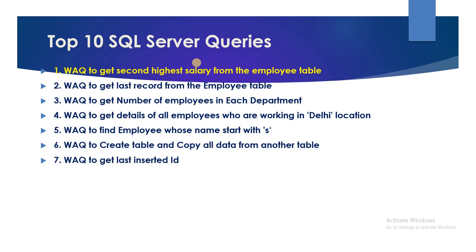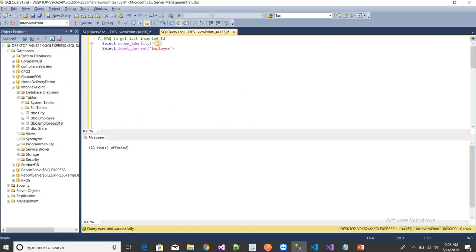So how will I get the last inserted id? I'm going to write this query also. We can find the last inserted id in two ways. I have two ways to find it out. Select SCOPE_IDENTITY(). Scope identity is the function provided by SQL Server.